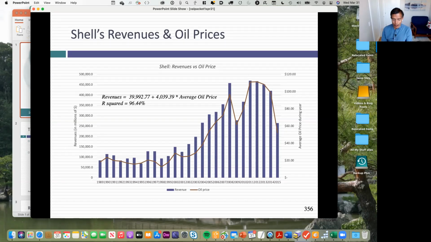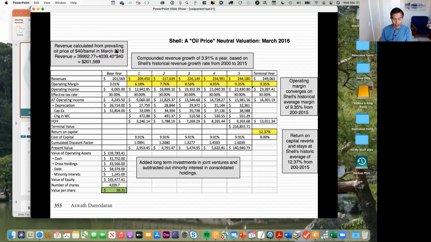In fact, if you go back to the previous page, that's exactly what I did. I took the $40 oil price, plugged it into the regression, and got predicted revenues of $201.6 billion. That's actually $15 billion lower than the trailing 12-month revenues. But if you want to be oil price neutral, you actually have to do this, because if you don't do it, you're building in expectations of a much higher oil price into your base year numbers.